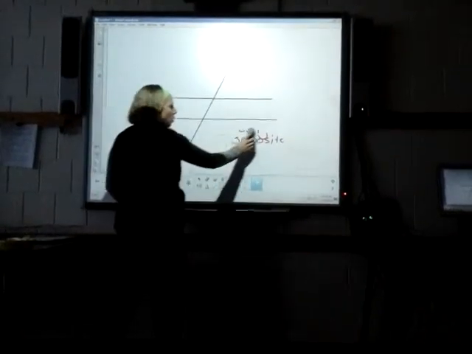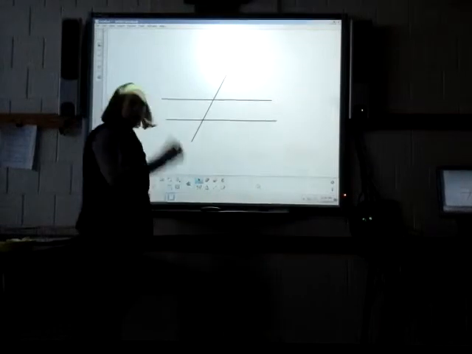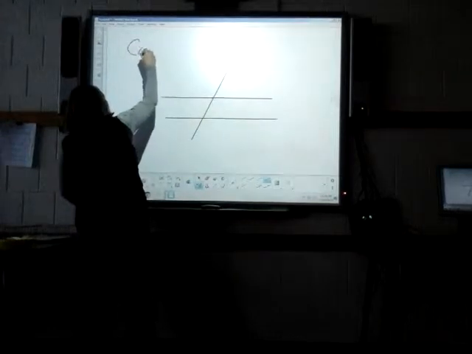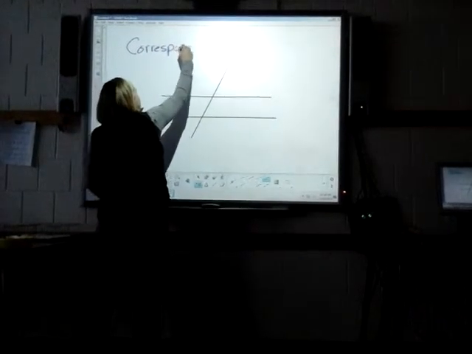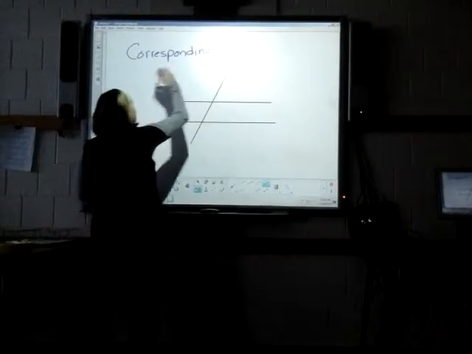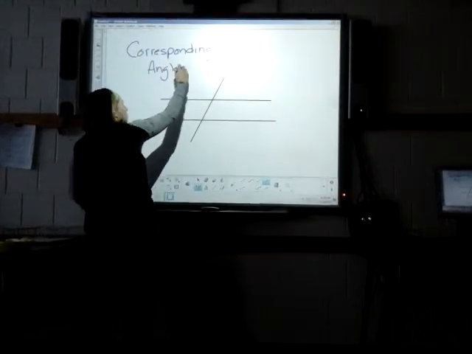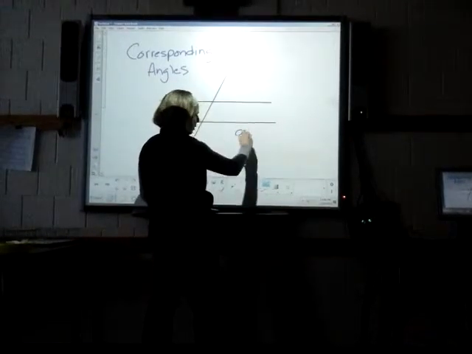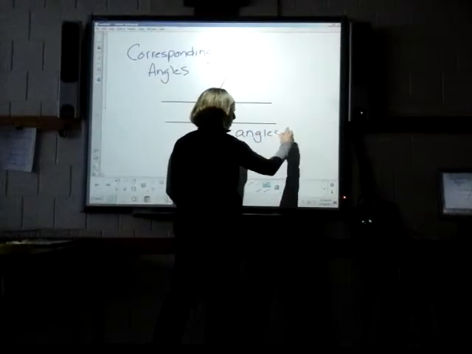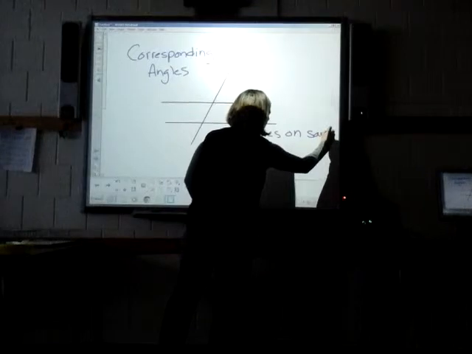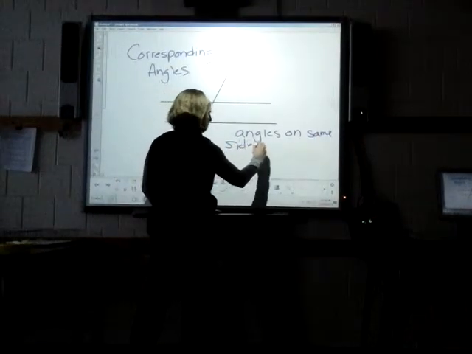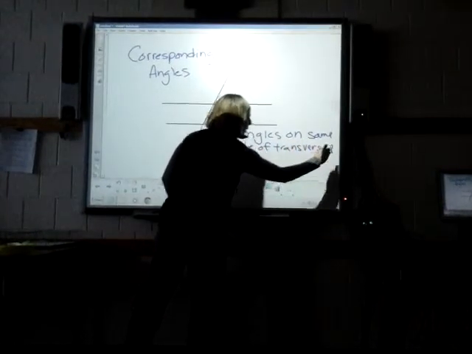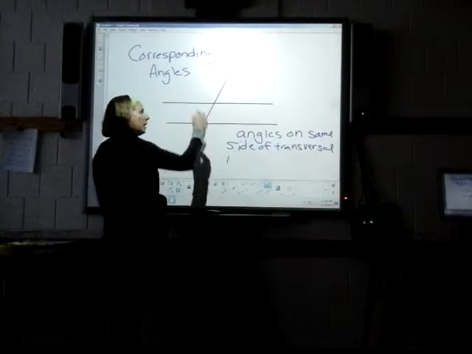Don't start. We have one more set of angles where we need to talk about the relationship. These are called corresponding angles. Okay? Corresponding angles are angles on the same side of the transversal in corresponding positions.